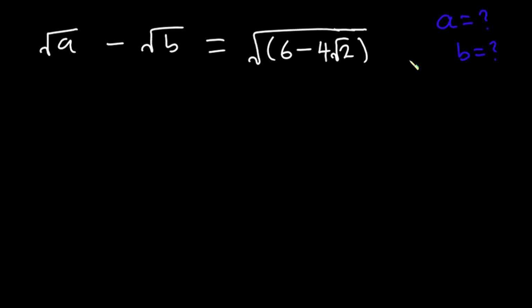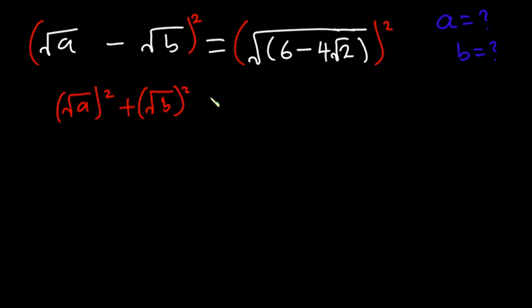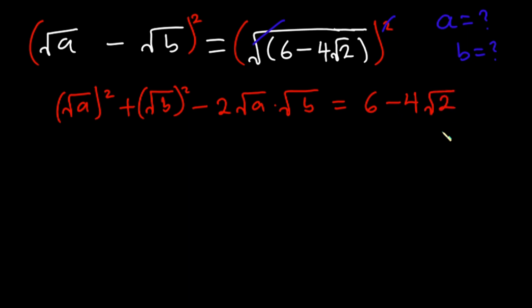Now let's get started. First, let's eliminate this square root by raising each side of the equation to the second power. Expanding the left-hand side of the equation, we have square root of a squared plus square root of b squared minus 2 times square root of a times square root of b. And this is equal to, straight away we can see that this square will cancel this square root. So we are left with 6 minus 4 root 2.